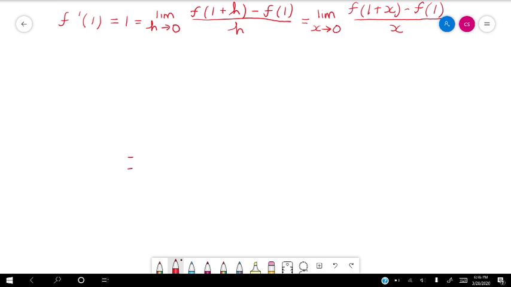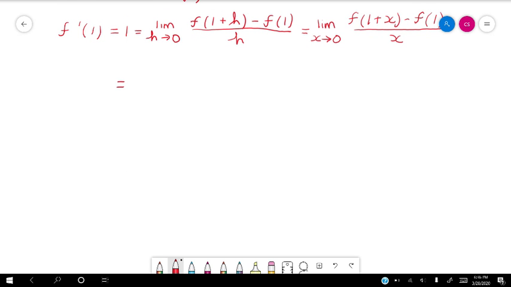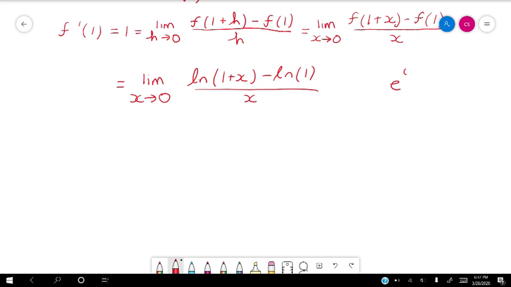And as you're writing this, what's the natural log of 1? It's 0, right? Saying e to what exponent is 1? Well, e to the 0 is equal to 1. So that means natural log of 1 is equal to 0. Okay, so let's clean up that expression.